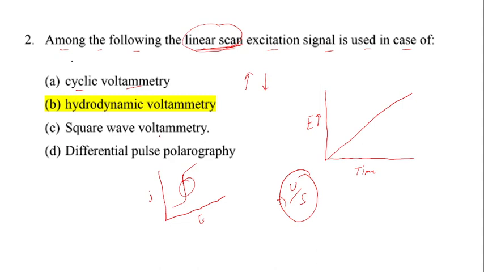Then square wave voltammetry is also different. If you draw the graph, it will be like that. Just a minute, square wave.